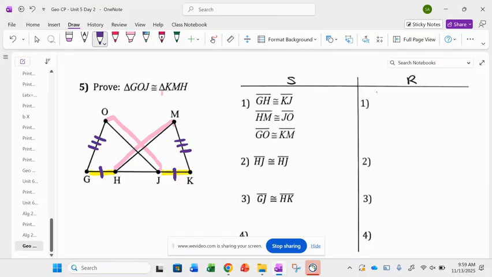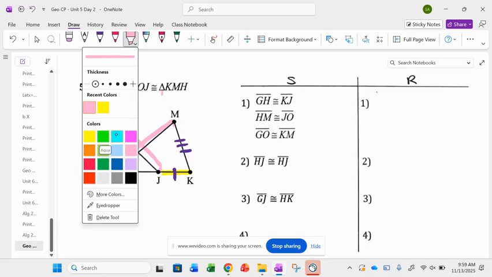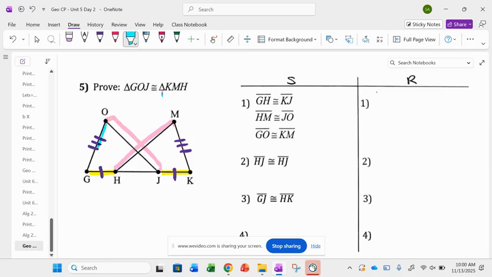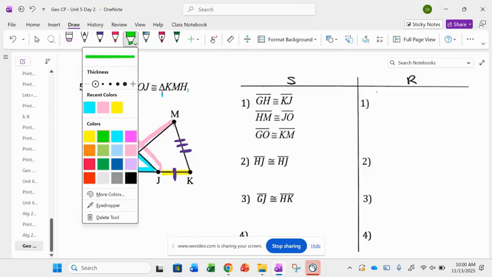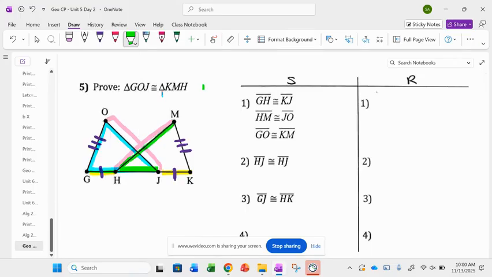Right now, the triangles we're proving, I will highlight in blue, is this triangle right here. And then in green, I have this triangle right here. So we have those two triangles that we're proving congruent. So do you guys all agree that OG and MK is a full side? And OJ and MH is another full side?